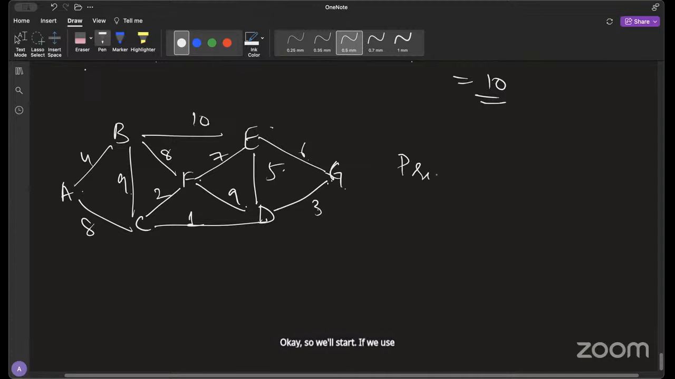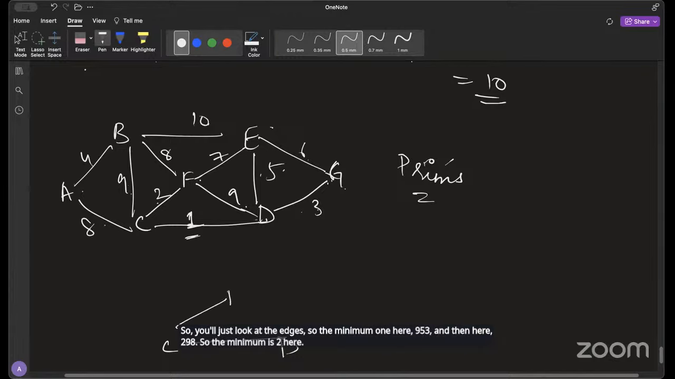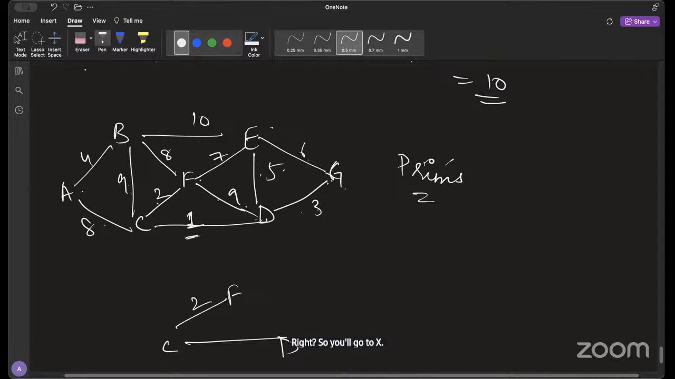If we use Prim's algorithm here, the minimum weight here is this one. So you start with CD first, and then because it's not directed, you just look at the edges. The minimum one here: 9, 5, 3, and then here 2, 9, 8. So the minimum is 2 here, right? So you'll go to F, 2, and then from here 7, 8, 9, and here you have 3, 5, 9. Out of the minimum here, you get a 3 here.